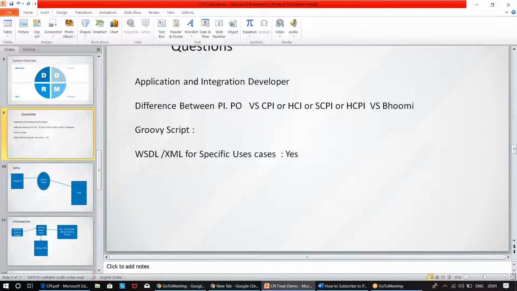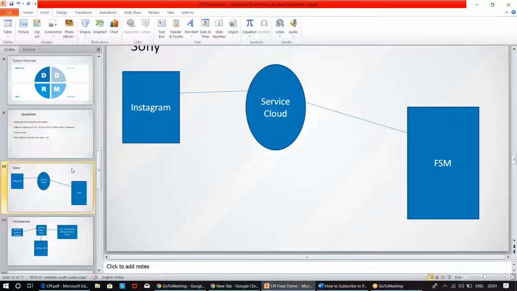Yesterday we started this new journey of our Cloud Platform Integration. These were the few specific questions we discussed, which people had asked me initially. The next important point is that we talked about different kinds of use cases.